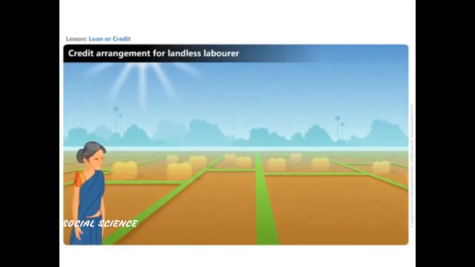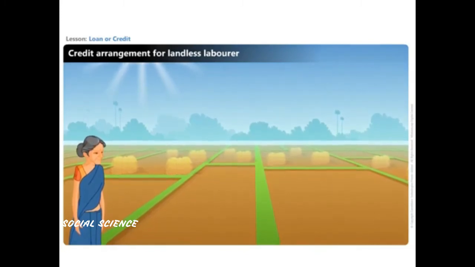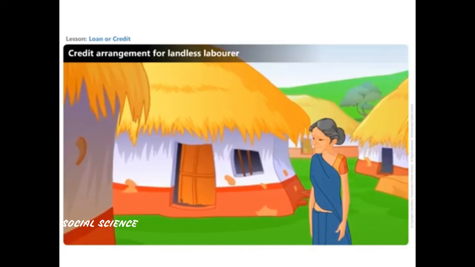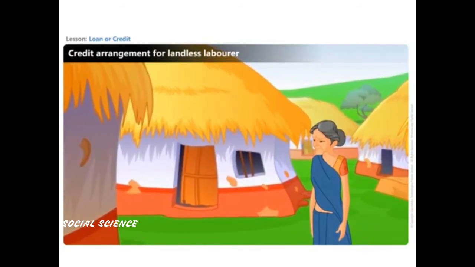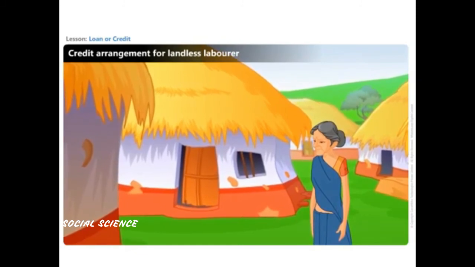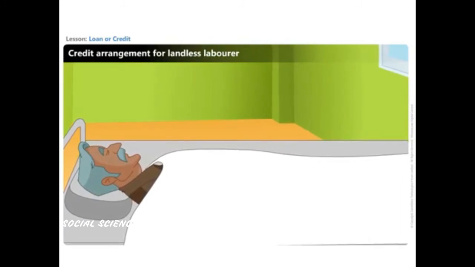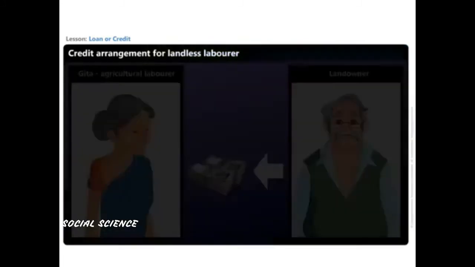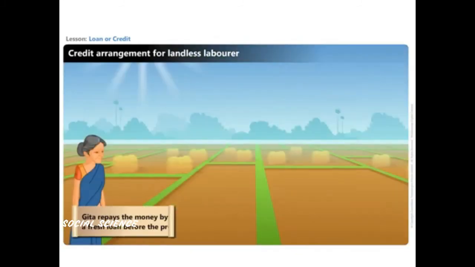Geeta works as an agricultural laborer. She does not have any land. She works for a medium land owner in the village. But several months of the year, Geeta does not have any work and she needs to depend on credit from her landowner to meet the daily expenses. Last month, Geeta's father-in-law fell sick and she had to take extra credit. The landowner charges an interest rate of 5% per month.